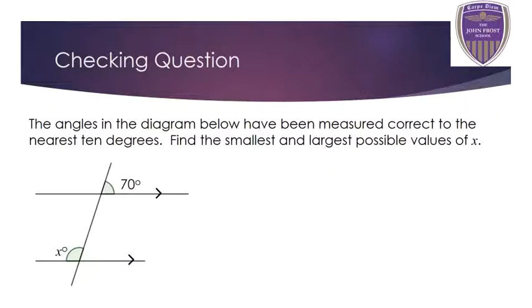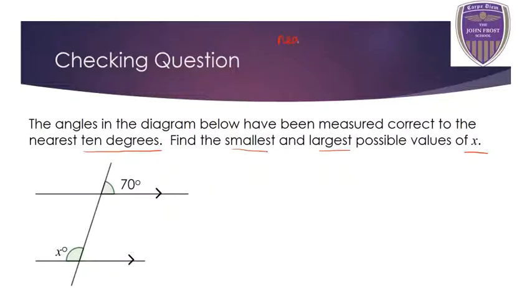Okay, welcome back then. So first of all, it says the angles in the diagram below have been measured correct to the nearest 10 degrees. Okay, so that is a slight difference from what we've done throughout the lesson. It says find the smallest and largest possible values of x. Okay, so in the main task and in the examples, we were doing measurements in centimeters, and we were saying to the nearest centimeter. So that was the nearest one, wasn't it? In this one, the angle is measured to the nearest 10 degrees.